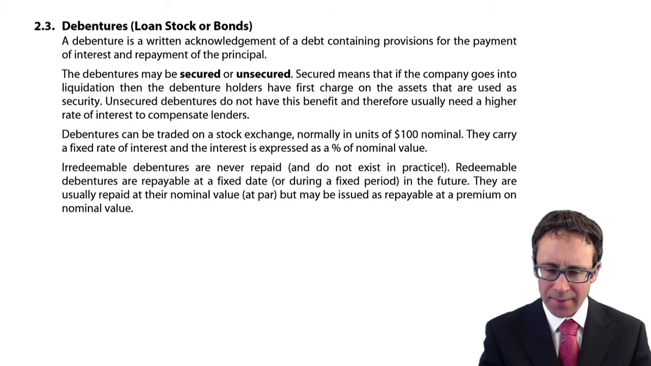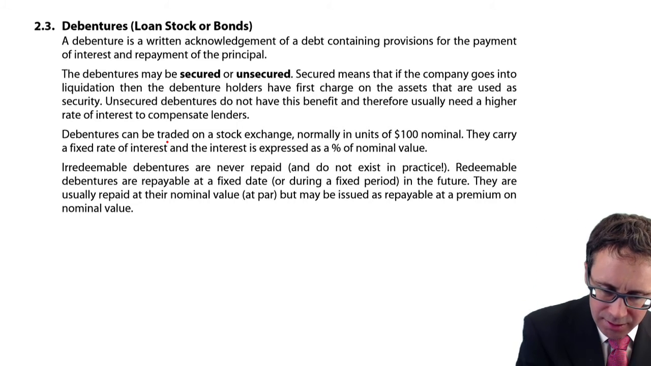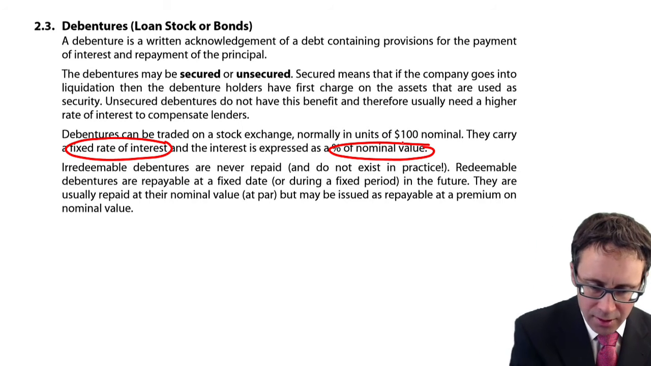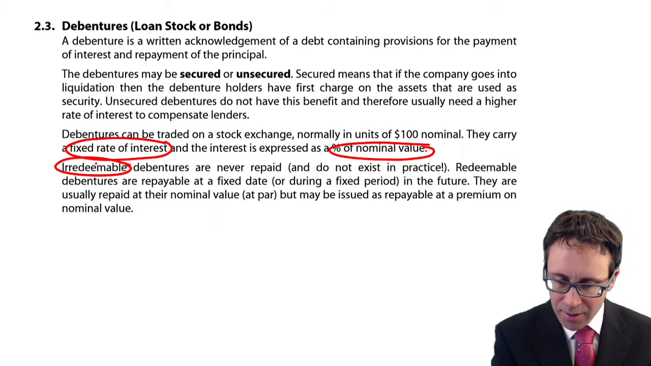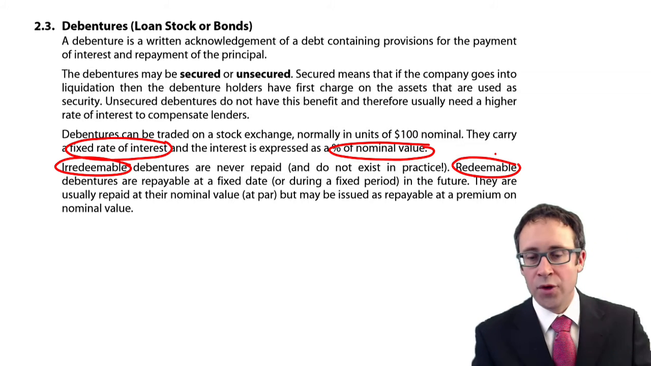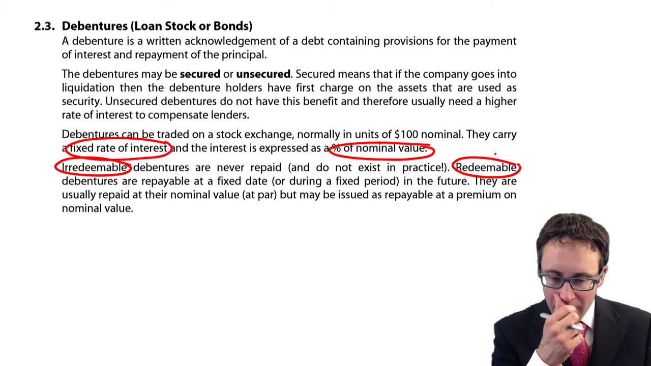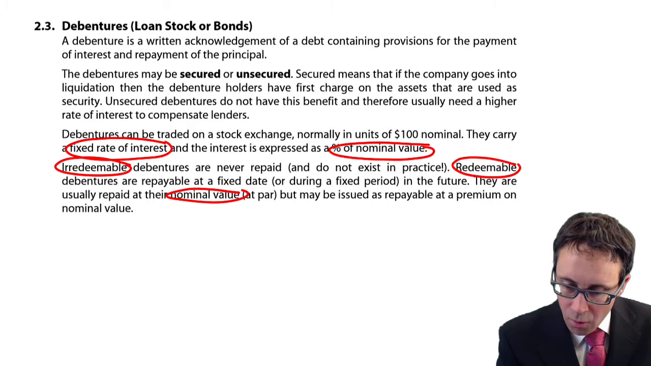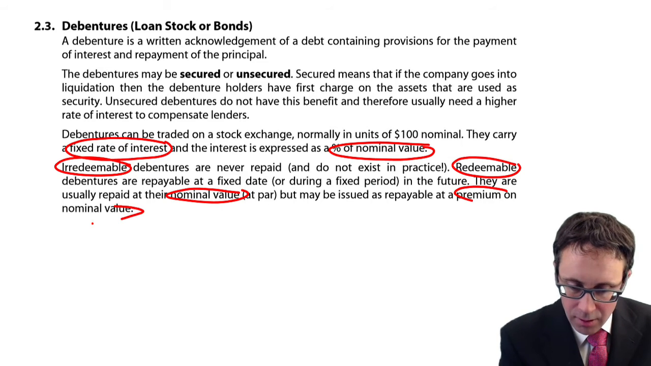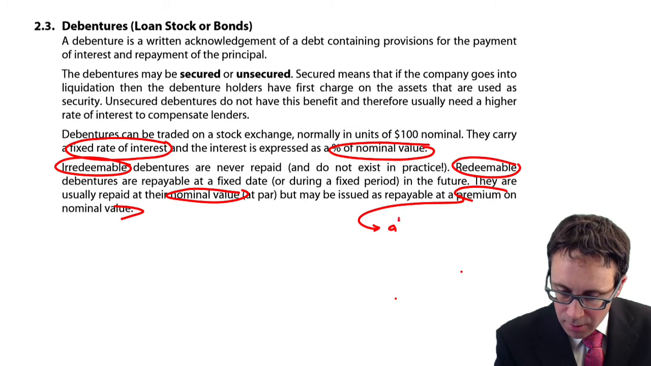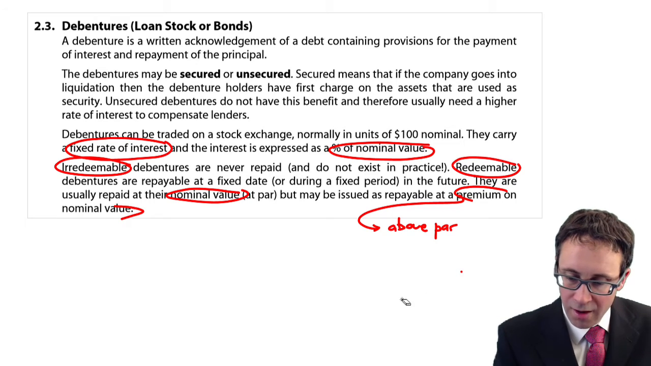Again, we know that it is a fixed rate of interest as a percentage of the nominal value. We know irredeemable never have to be repaid. Very rare that they exist, but they do in exam questions. Redeemable do exist. When they are redeemable, it could be either at their nominal value or at a premium on the nominal value. And just remember, when it is at a premium, that means that it is an amount above your par value.